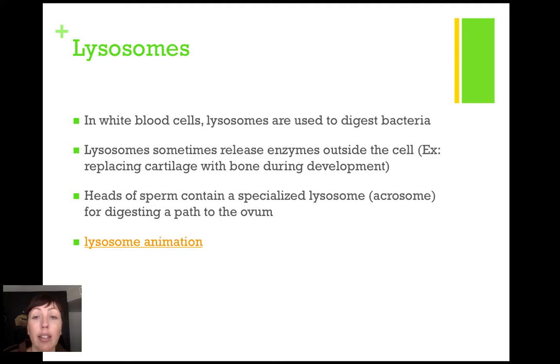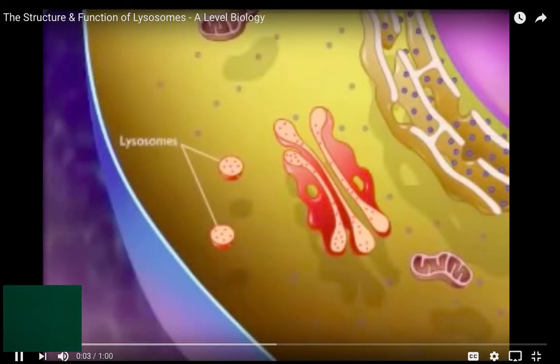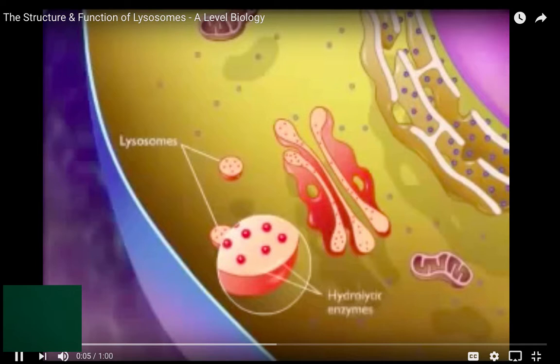In white blood cells, lysosomes are used to digest bacteria. Lysosomes sometimes release enzymes outside of the cell. And one really cool example, heads of sperm contain a very specialized lysosome called an acrosome for digesting a path to the ovum. Lysosomes are membrane-bound vesicles that contain hydrolytic enzymes.